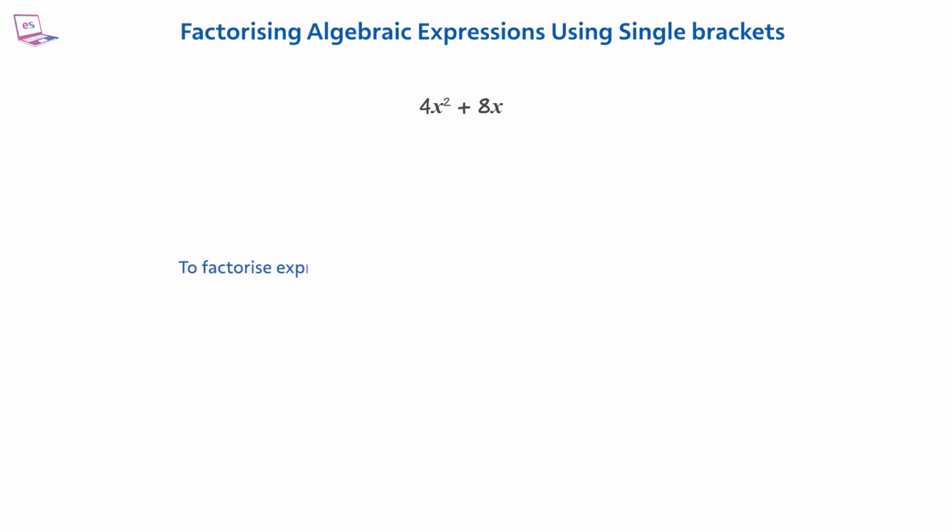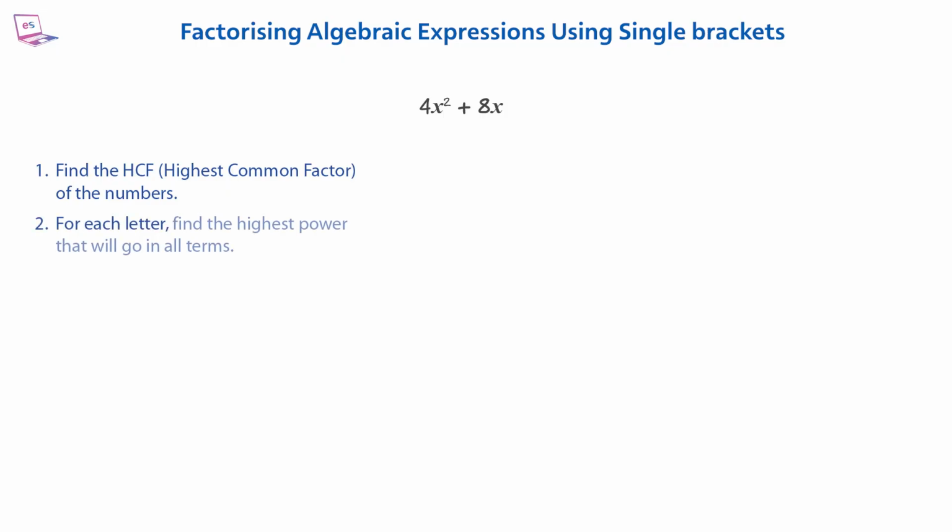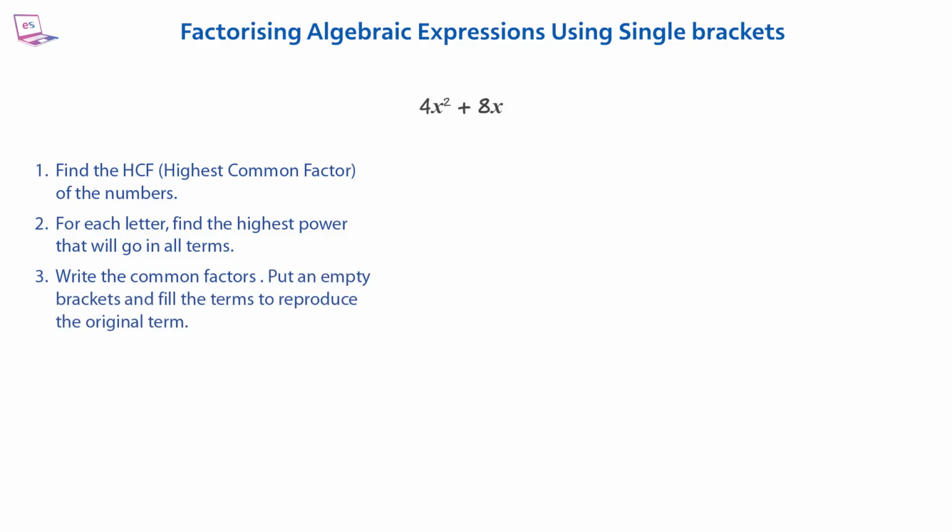To factorize an expression like this, you have to follow a three-step procedure. Find the HCF, highest common factor, of the numbers. For each letter, find the highest power that will go in all terms. Write the common factors, put in empty brackets, and fill in the terms to reproduce the original terms.